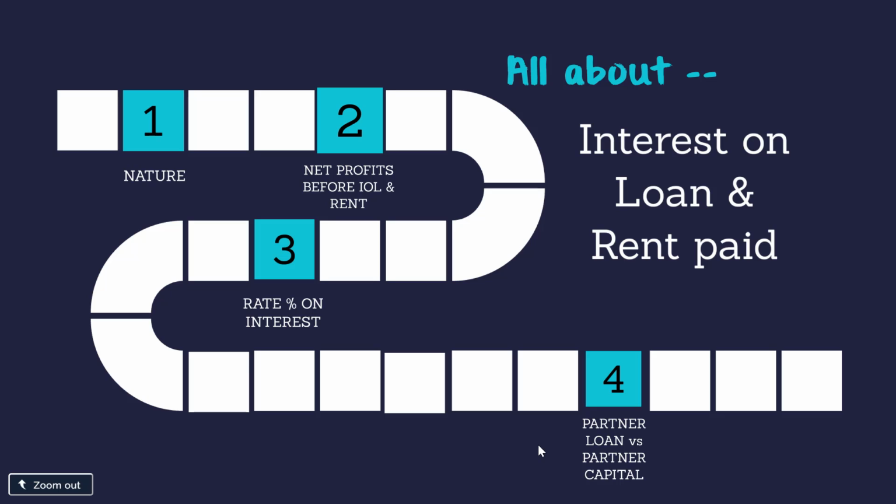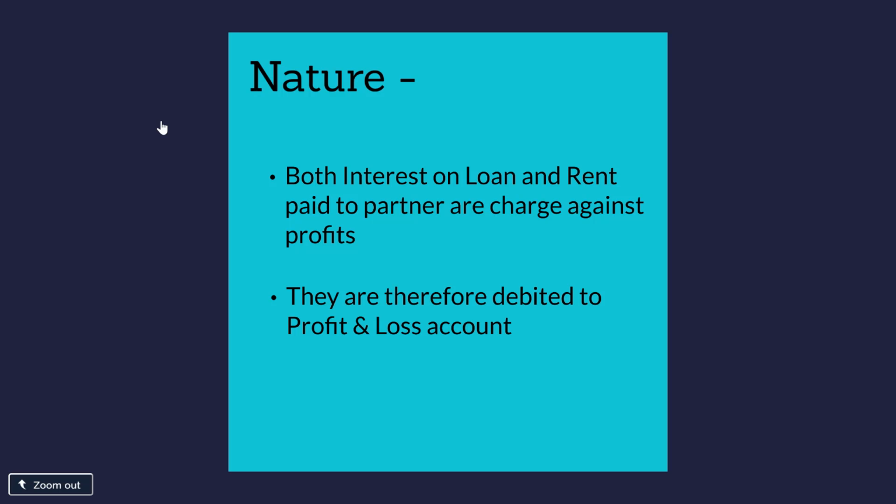Hi, in this video we will learn all about interest on loan which is borrowed by the firm from the partner, and also rent paid by the firm to the partner for premises let out by the partner to the firm. We'll begin with the nature of these two items. Both the interest on loan and the rent paid to the partner are charged against profits, and therefore they are debited to the profit and loss account.